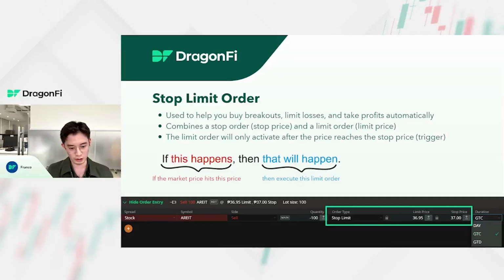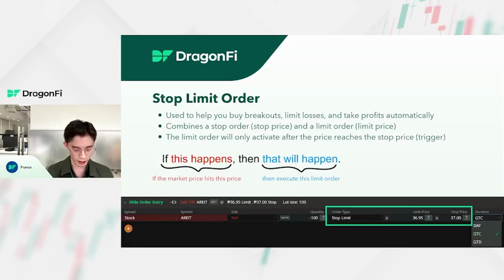Then the next input is what we call a limit price. Same as the limit order, essentially. It's the highest price you're willing to pay if you're buying, or the lowest price you're willing to sell at if you're selling. So it's basically like an if-then statement: if the market hits your price, then it will execute the limit order. There are two types, like the limit order: the buy stop limit order for buying at specific levels, for example at a breakout or at support, and the sell stop limit order for cutting your losses or taking profit.